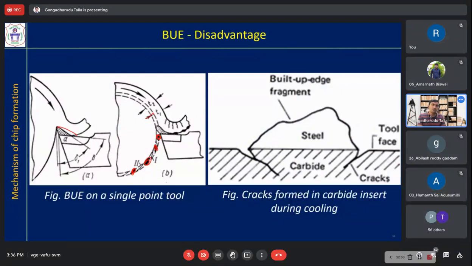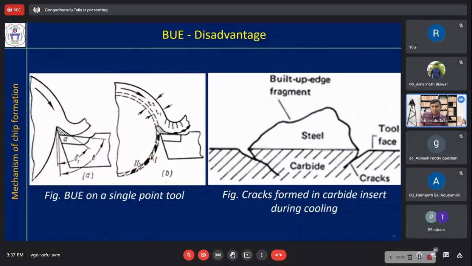So this is the T1. You would like to remove a thickness of T1 from the workpiece material. That is your intention. Because of built-up edge, it is going further inside and you are removing the thickness of T2, removing more material from the workpiece. So that is changing the dynamics of the machining process completely.